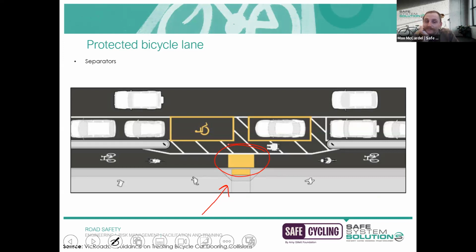Marissa? Max, we've just had a comment or a question. I've seen a lot of sites where parking wheel stops are used as a barrier curb. Is this considered an acceptable option?